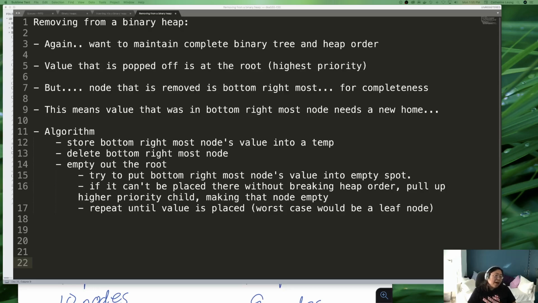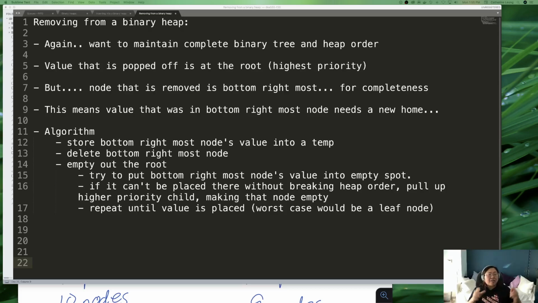Now, that highest priority item will always be in the root of the tree. Okay, so this is really important. The value we want to get rid of comes from the root. But the node that we get rid of is not in the root, okay? And this concept is really different from what we've done before when we talked about linked lists.